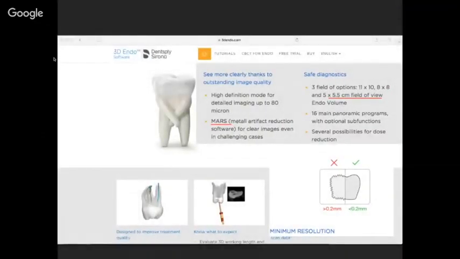Well, I'd like to mention that I have no financial interest in that lecture today, and I'd like to introduce to you a specific software that I have on my own. This software is very helpful for diagnosis and treatment planning in Endo. It was developed by Dentsply Sirona.